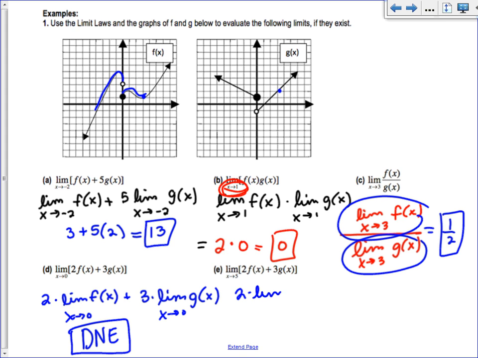So 2 times the limit as x goes to 5 of f of x plus 3 times the limit as x goes to 5 of g of x. So when you talk about the limit as x goes to 5 of f of x, we were at 1, 2, 3, 4, 5. That's right here. Looks like a height of, is it 4? 1, 2, 3, 4. So you have 2 times 4 plus 3 times, so x goes to, oh, I looked in the wrong one.